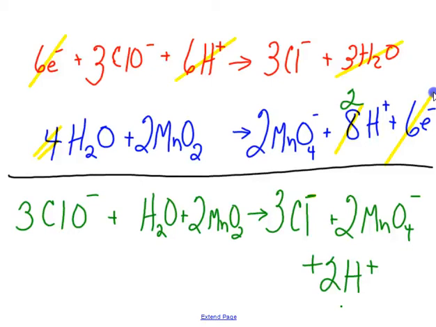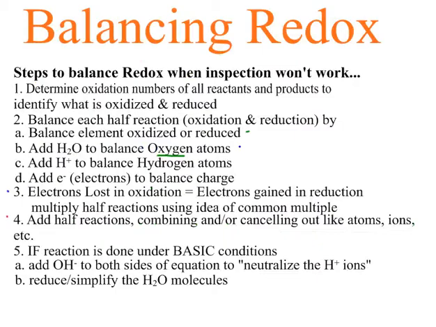Now, if you look at this, you'll see that this is done under acidic conditions. Now we're ready to go back and look at the next step that we would do, the final step, if the conditions are basic. According to these directions, and I've tried to simplify them for you, what we're going to do to make the conditions basic is we're going to add hydroxides to both sides in order to neutralize the hydrogen ions. Now we know what happens then. We'll produce water, and then we'll simplify the waters on both sides. So that's what we're going to do now.